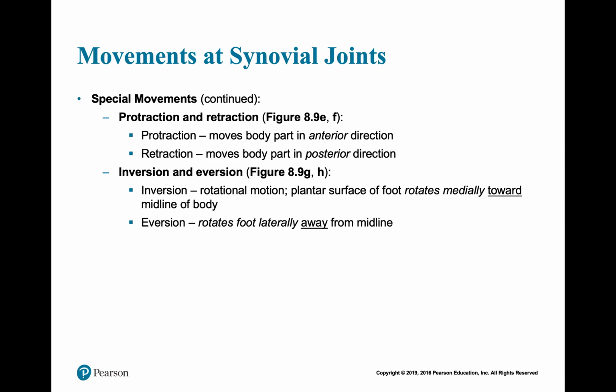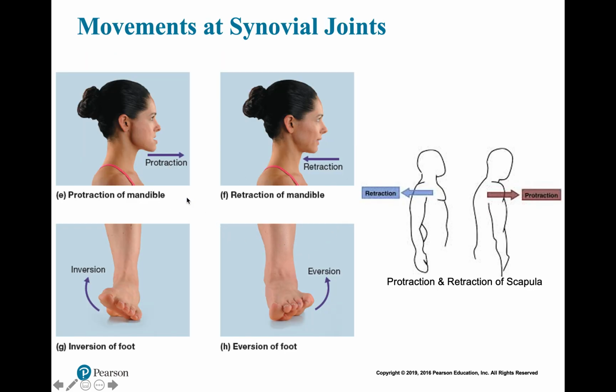Okay, so some more specialized movements. Protraction, retraction, inversion, and eversion. So let's go to this. So if you were to take your mandible and project it out, right? I think that's called an underbite. So if it looked kind of like an underbite, and you project your mandible out anteriorly, that's called protraction of the mandible. If you bring that mandible in, as in like an overbite, right? Where the maxillary bone really projects over the mandible. This is retraction of the mandible.